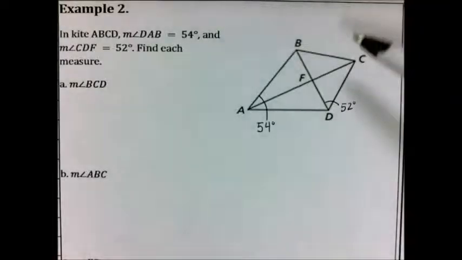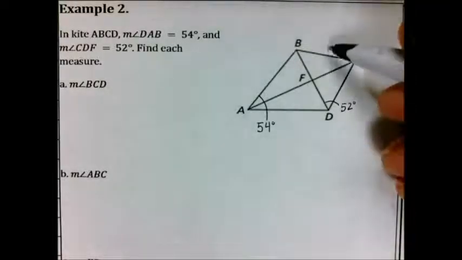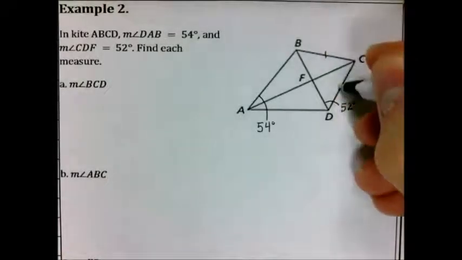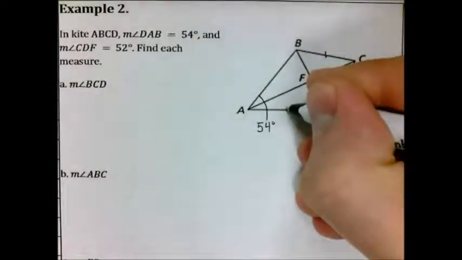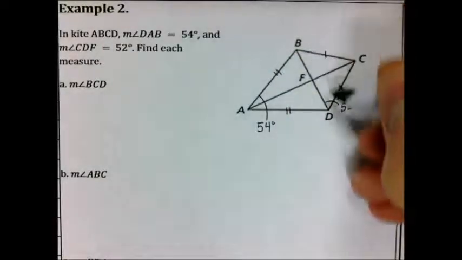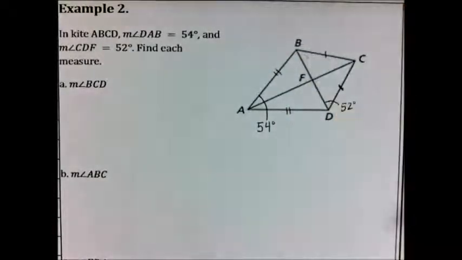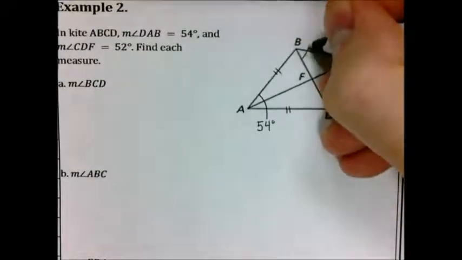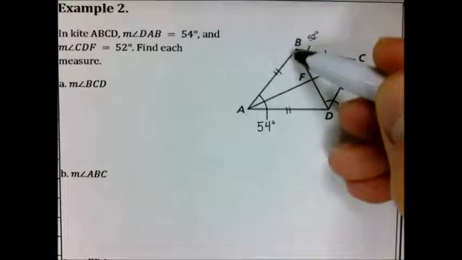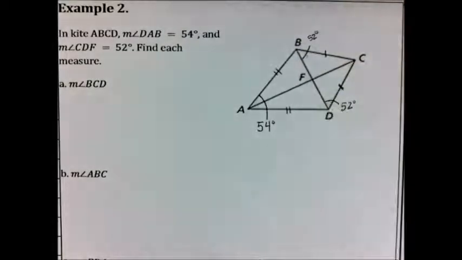We know we have two isosceles triangles. Okay, if this is truly a kite, that means that this side has to be congruent to this side, and this side has to be congruent to this side, which means that these angles have to be the exact same as well, right? Which means this has to be 52 degrees. And it means that these two have to be the exact same as well.